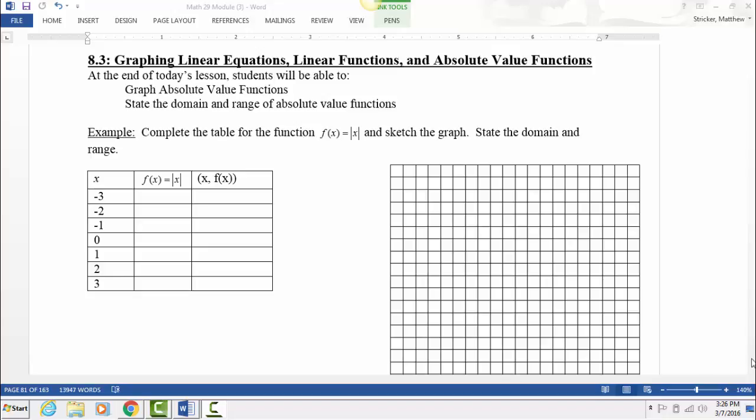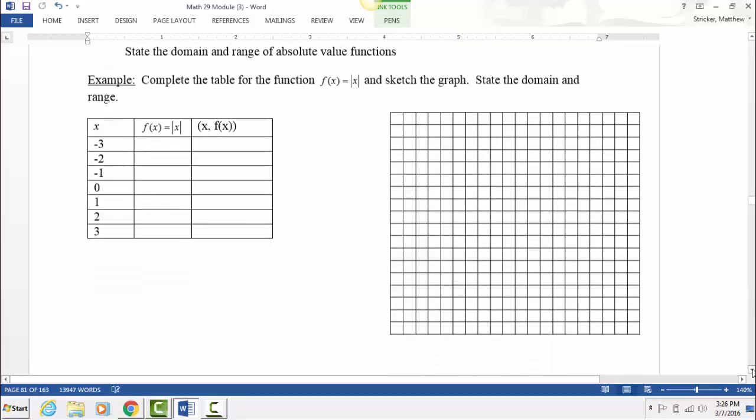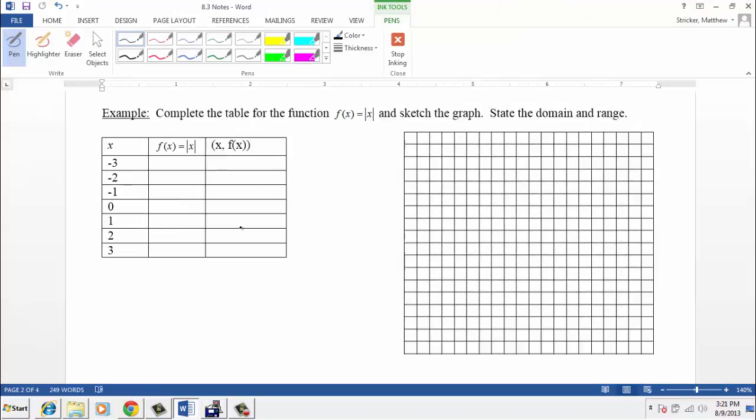So if we go ahead and look at this first example, let's now take a look at how we would graph an absolute value function. I'm just going to start out with the most basic one, and that's the absolute value of x. So what I did here is I built a little t-table, and we're going to go ahead and fill it in.